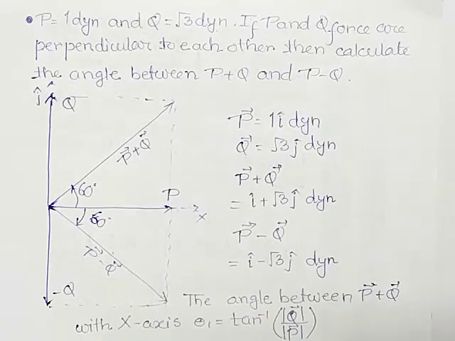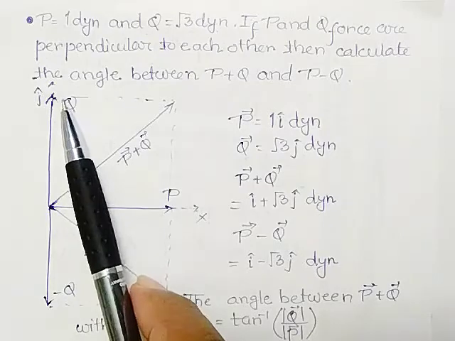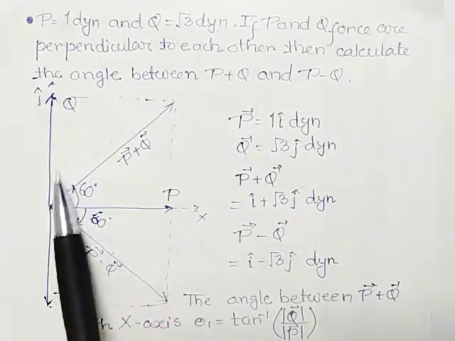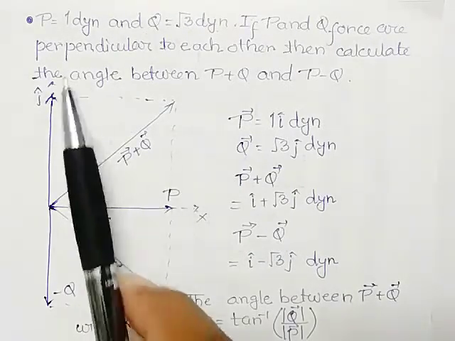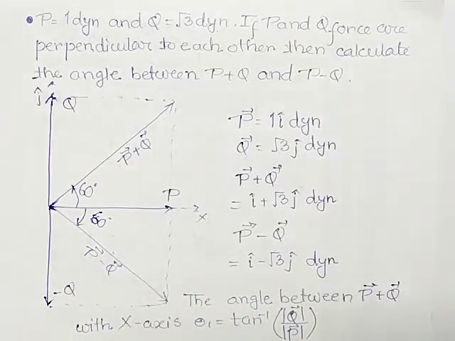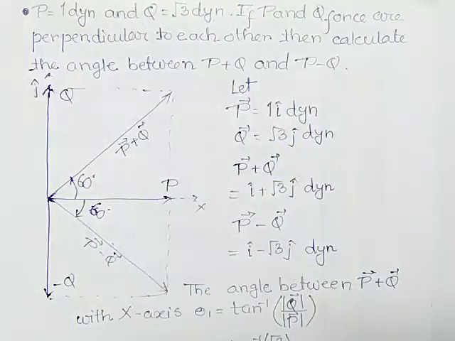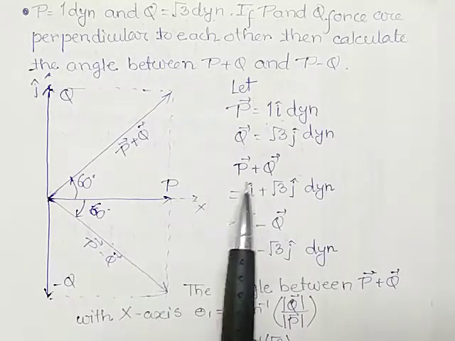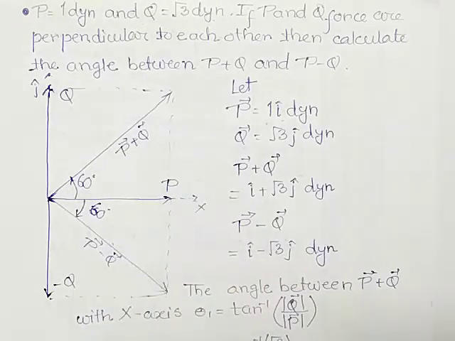So for convenience, we consider this is the x direction, this is the y direction. So P is along the x direction and Q is along the y direction. So we can say P is 1 I cap. According to our concept, let us consider this. So we can write P equal to 1 I cap dyne and Q equal to root 3 J cap dyne. So if I write P vector plus Q vector, it will be I cap plus root 3 J cap dyne. I think you have no problem.